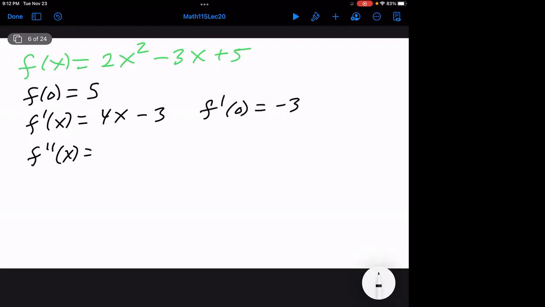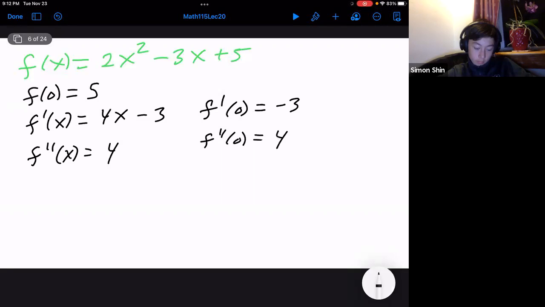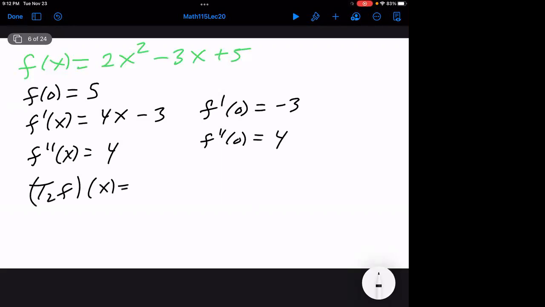So what's the derivative of 4x minus 3, Cam? It's the 4. And so f double prime of 0 is 4. So if we now look at the Taylor approximation, that's f of 0 plus f prime of 0 x plus f double prime of 0 x squared over 2 factorial.